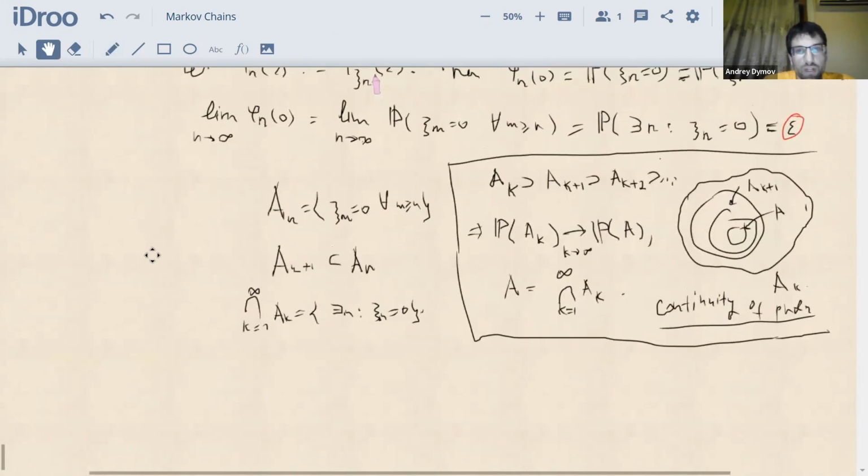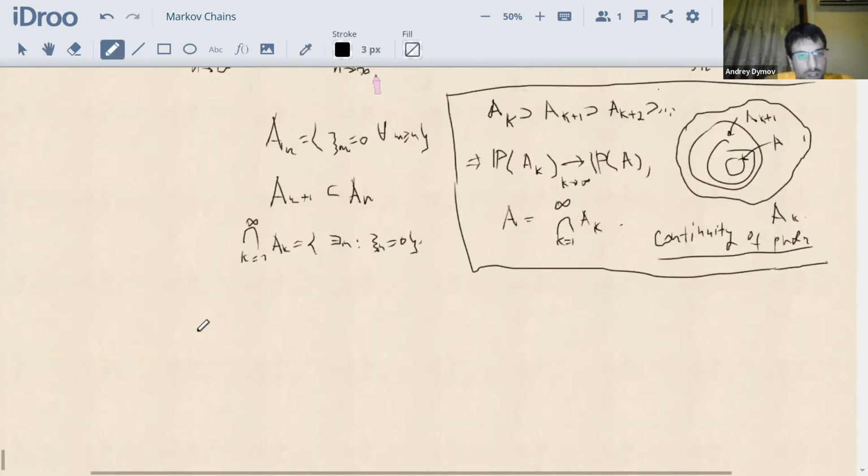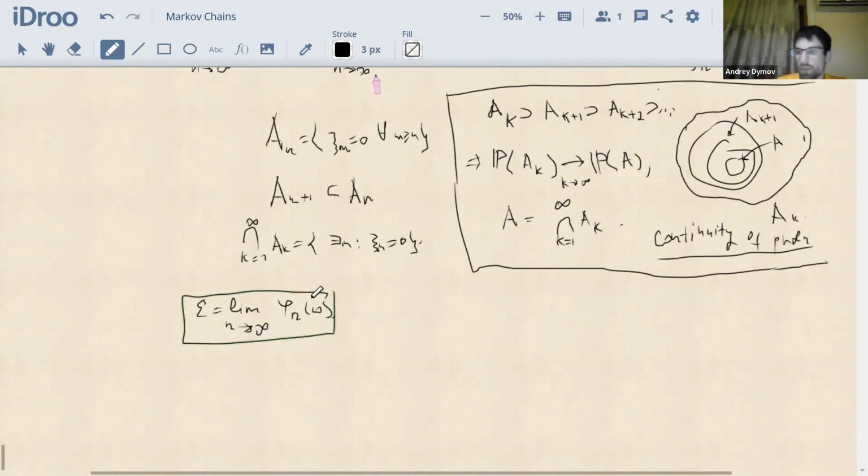So now finally we have the formula that says that we can compute the probability which we're interested in just as a limit of our generating functions taken at the point 0.